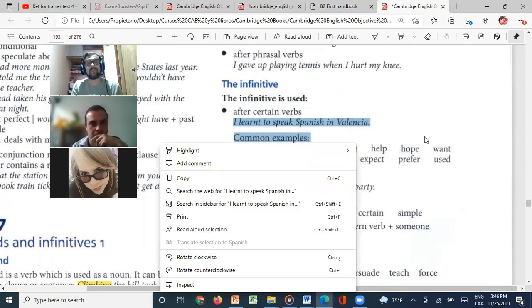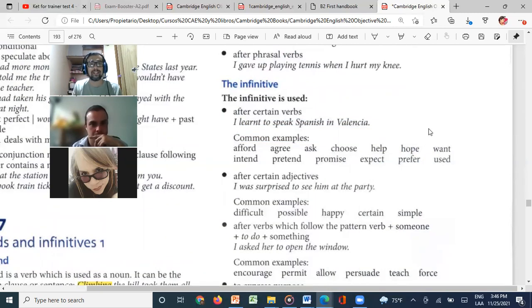I learned, for example, with the verb learn, I can only use infinitives. You can say, I learned to speak English. I learned, I don't know, to play the guitar, right? To drive a car. I learned to drive a car, right? Or to drive a truck, maybe.